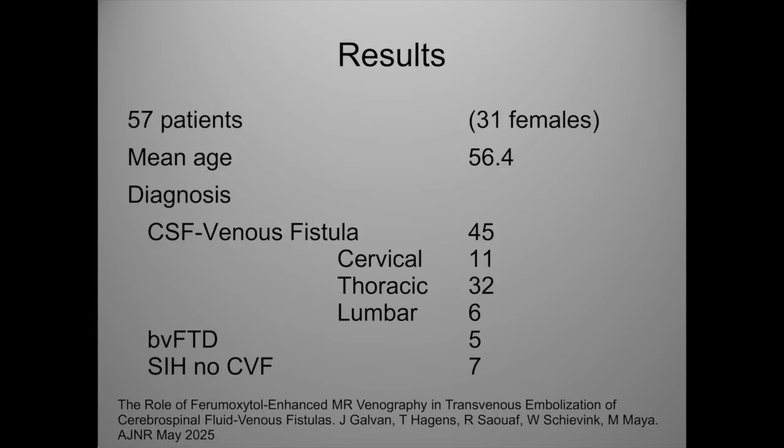The results of this particular series is that a lot of the fistulas that we treated were in the cervical spine, just by referral pattern, because many of them in the thoracic spine were treated preferentially by surgery. Although we did treat quite a few in the thoracic spine as well, some of these cases are the FTD variant without fistulas, as indicated.